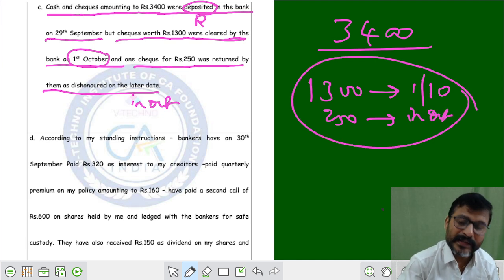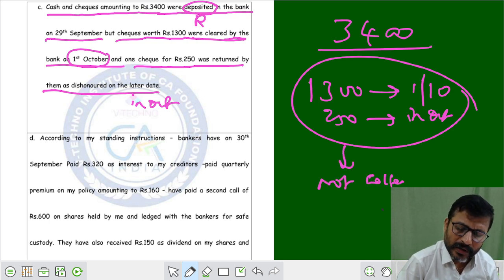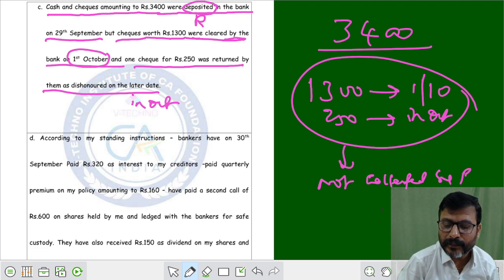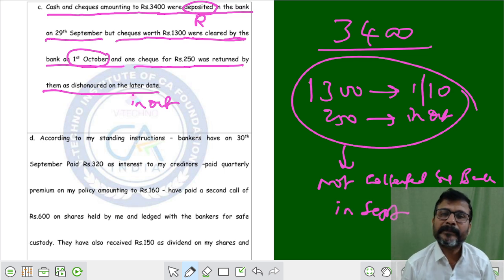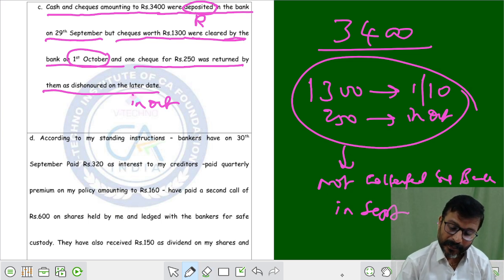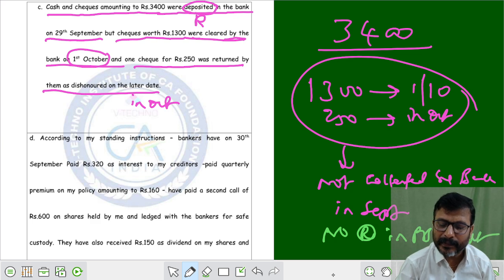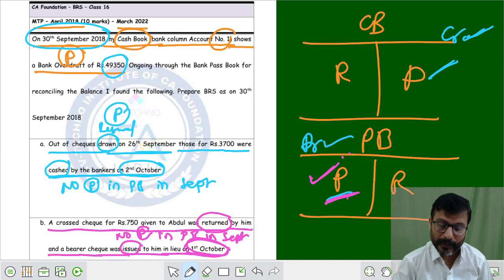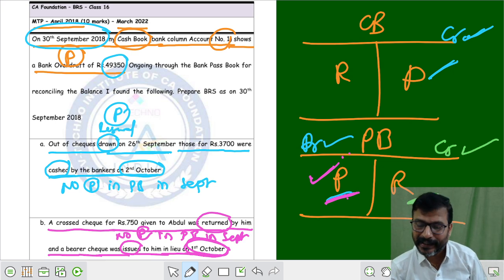What do you mean by this? These two things are not collected by the bank when? In September. It means what? No receipt in passbook in September. No receipt in passbook means what? No credit in passbook. So where do we have to take it? We have to take it on the credit side only.